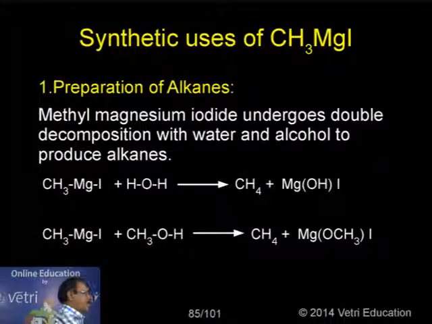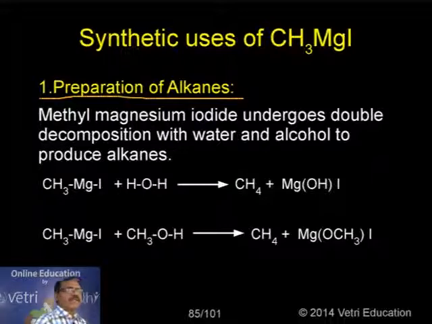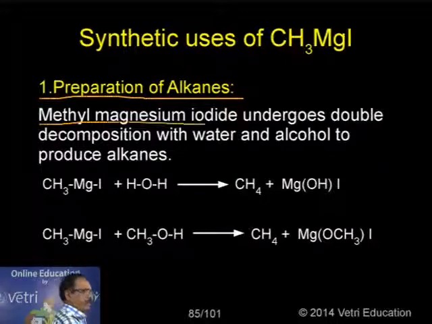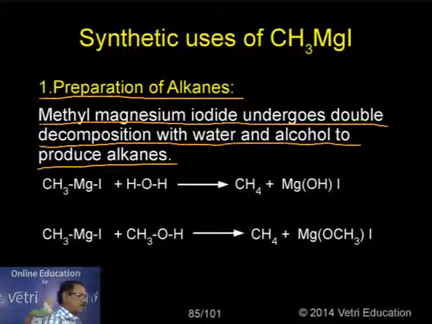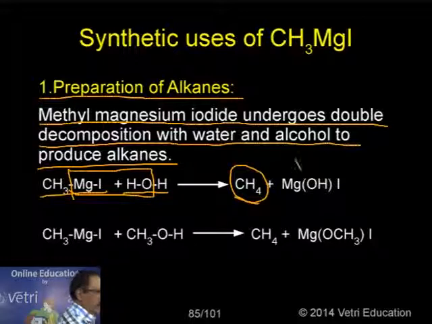First one, preparation of alkanes. Alkanes can be prepared using a Grignard reagent, that is CH3MgI. Methyl magnesium iodide undergoes double decomposition with water and alcohol to produce alkanes. For example, methyl magnesium iodide and water. What happens? This methyl magnesium iodide takes the water, the corresponding methane is produced, and we get MgOHI.